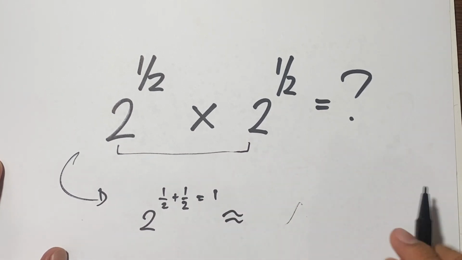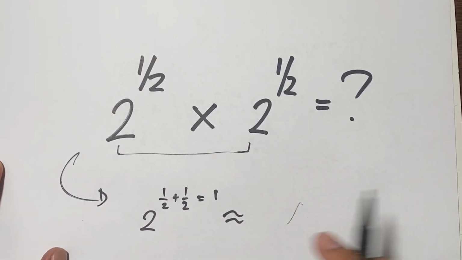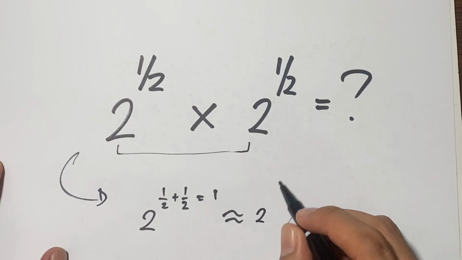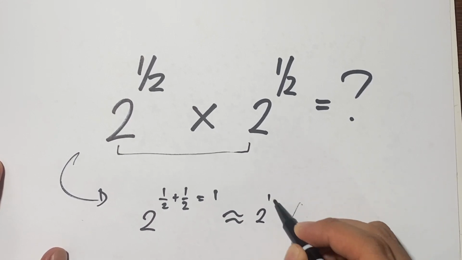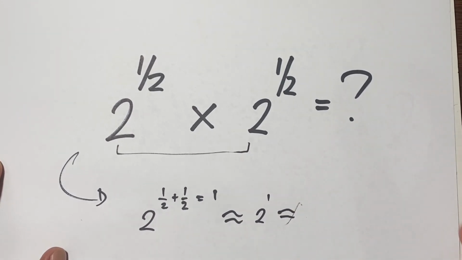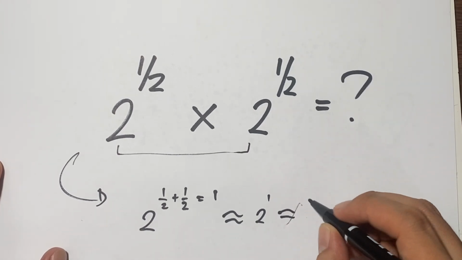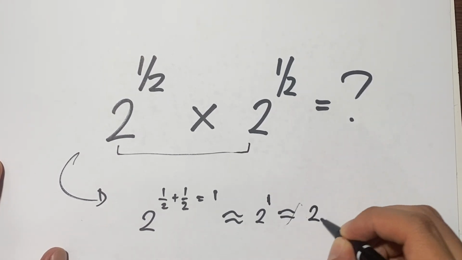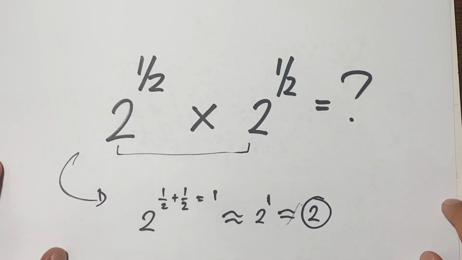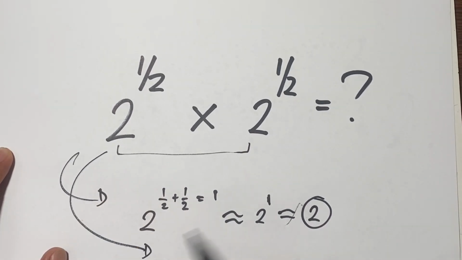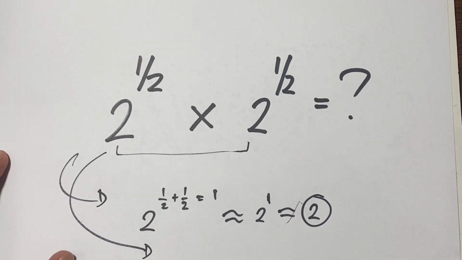So our new form here would be 2 as the base raised to the power of 1, and just like earlier, anything raised to the power of 1 would equal itself, and the answer would be equal to 2. Actually, we could just convert this into its square root form.